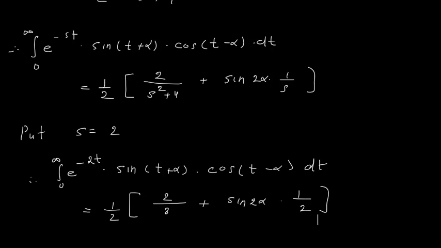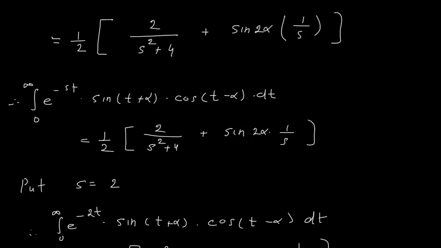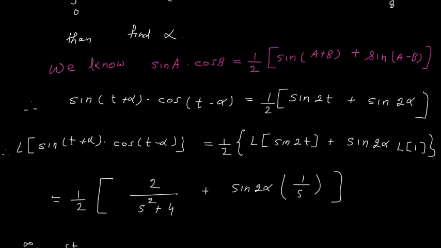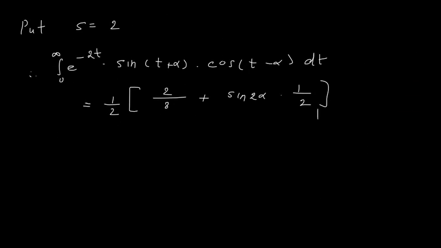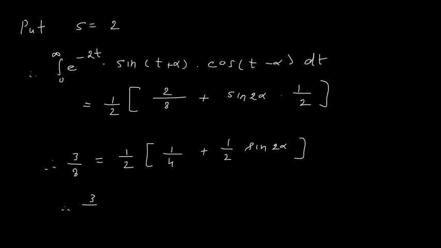Now the value of the integral from 0 to infinity of e raised to minus 2t sin(t plus alpha) cos(t minus alpha) is given in the problem as 3 by 8. So I have 3 by 8 equal to 1 by 2 times, in bracket, 1 divided by 4 plus 1 divided by 2 sin 2 alpha. This 1 by 2 I will move to this side, so I have 3 divided by 4 equal to 1 divided by 4 plus 1 divided by 2 sin 2 alpha. Now move 1 divided by 4 to the left side too.